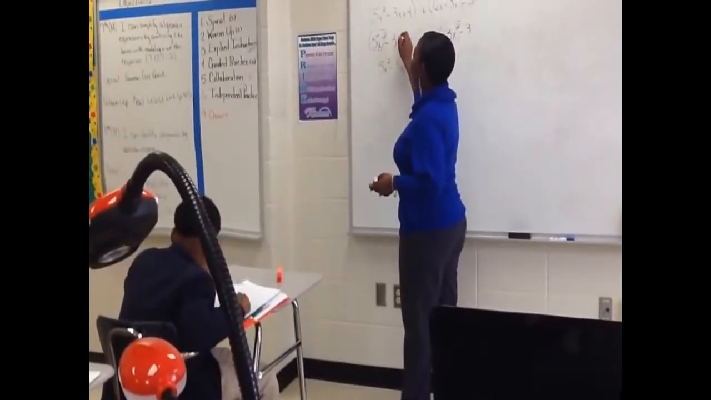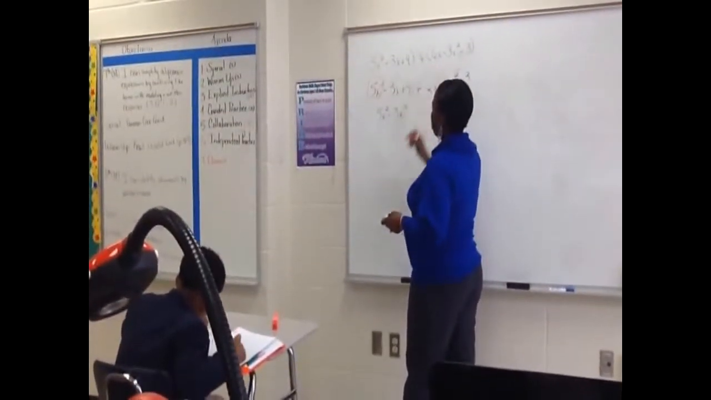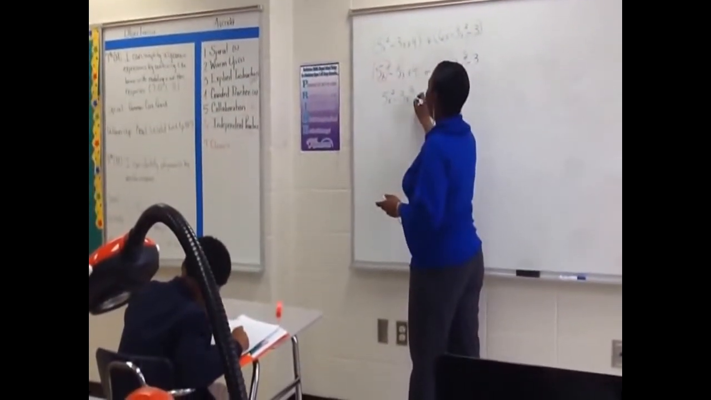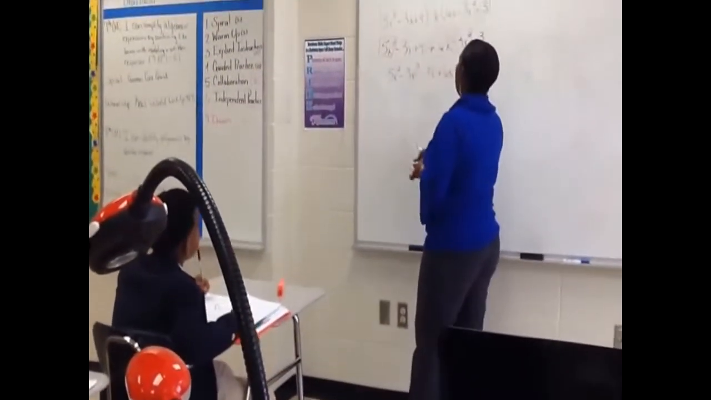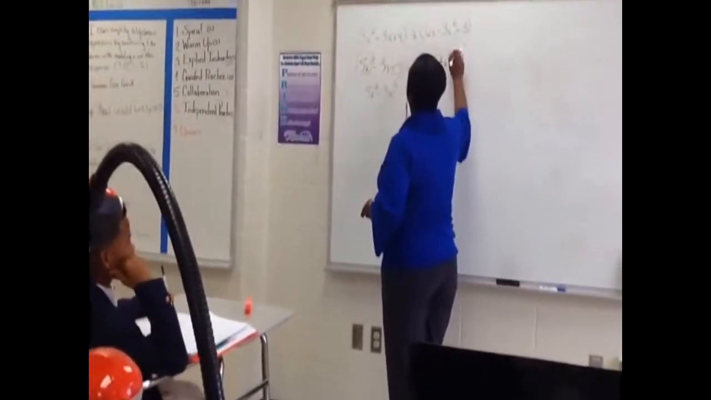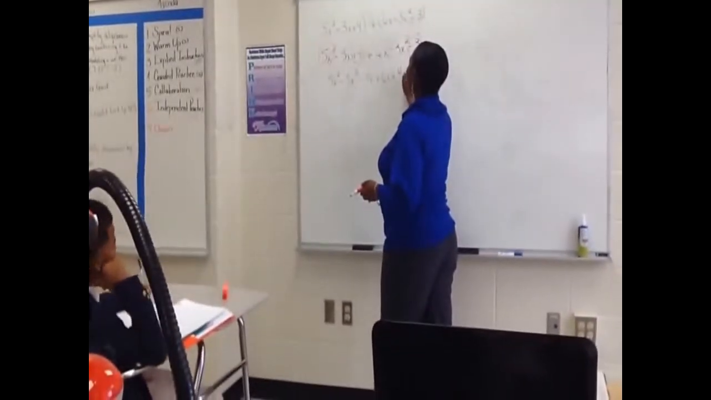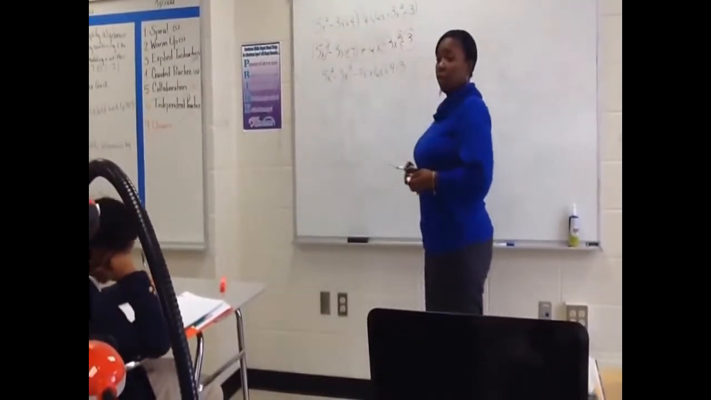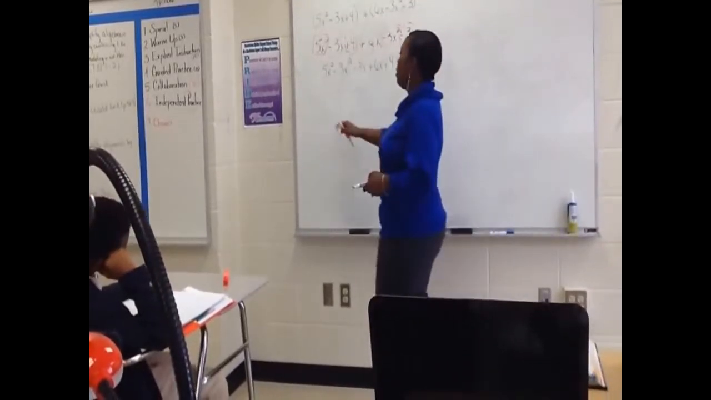Then I have a negative 3x and I have a positive 6x. So negative 3x plus 6x. And my last thing I have is plus 4 minus 3. So plus 4 minus 3. Questions about that step? No. We good? Alright.